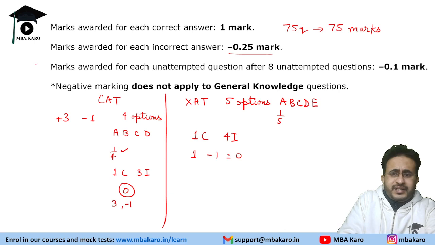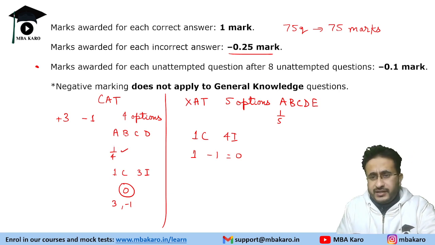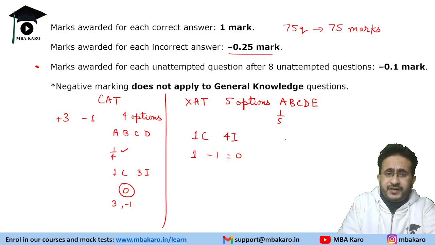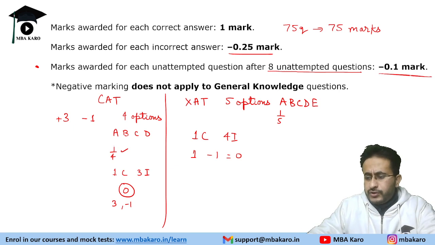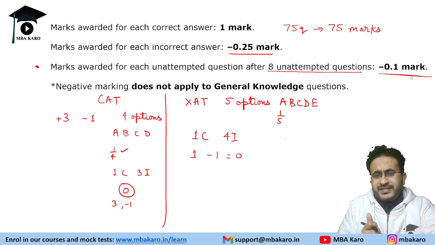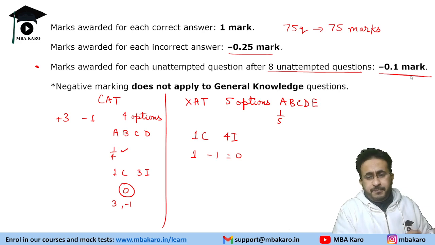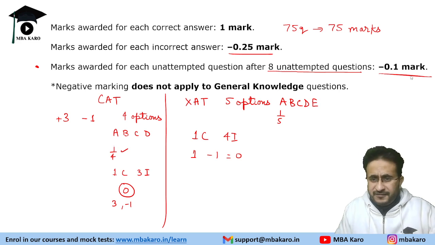The thing to be concerned about here is that you should not attempt fewer than 67 questions. If you do not reach the mark of 67 out of 75, that is, if there are more than 8 unattempted questions, there is 0.1 also deducted. Now, how is this deducted? How will it impact scores across the different sections? Let us see this.